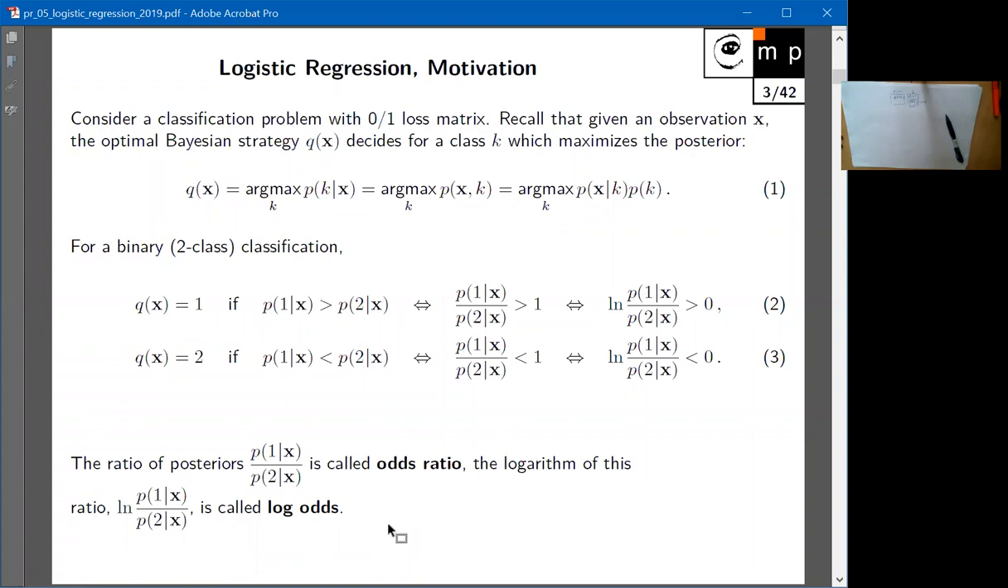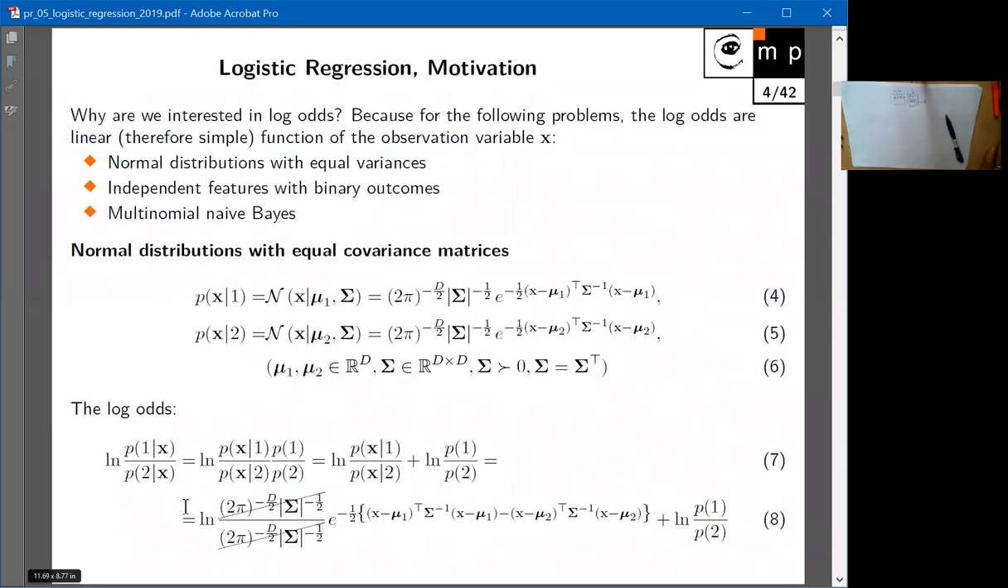The word odds in English is a little bit dangerous because it's used in betting, and in different countries and on the continent you have many different ways to express odds. People who are involved in betting, hopefully not to their detriment, they know this. So for us, log odds is the logarithm of the ratio of the a posteriori probabilities.